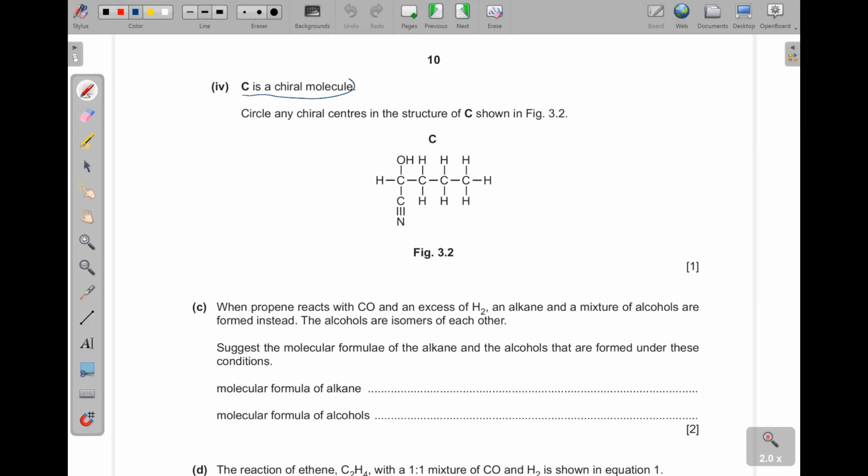Roman 4, C is a chiral molecule. This is C here. That means one of the carbon atoms must be having 4 groups which are attached to it. Circle any chiral centers in the structure of this. When you begin from here, this group is different from this, is different from this, and is also different from this. So this simply implies that this one is a chiral center, a chiral carbon. This one has 2 which are the same, even this one here, this one 3, so the rest are not. So we are just supposed to put a circle there.